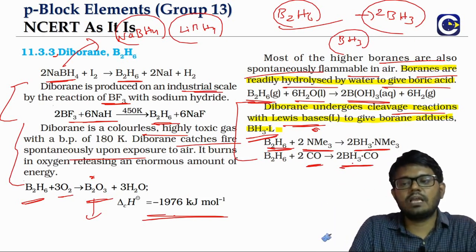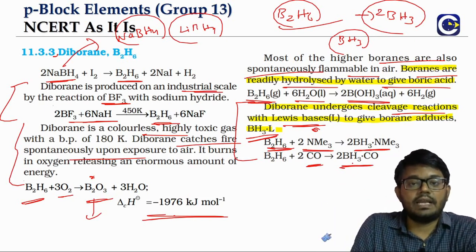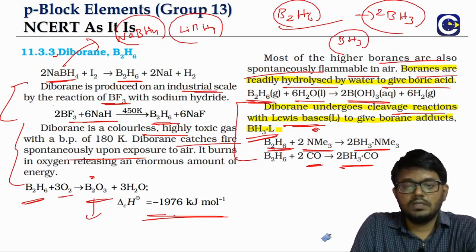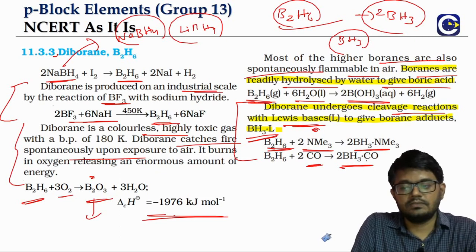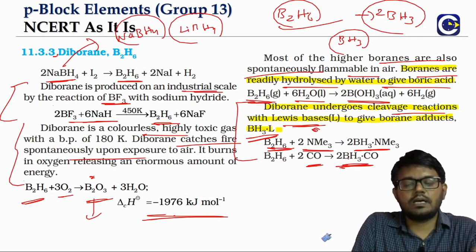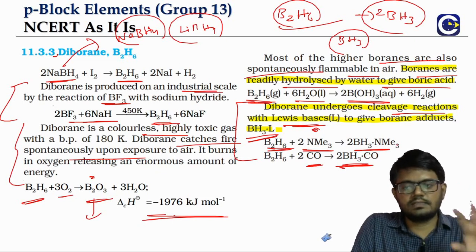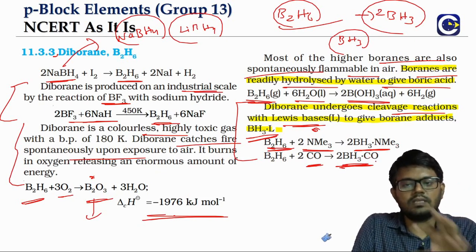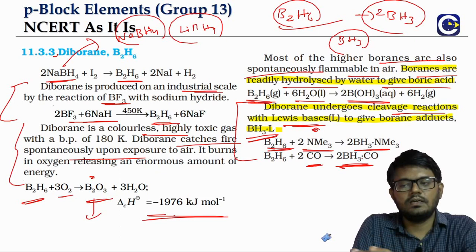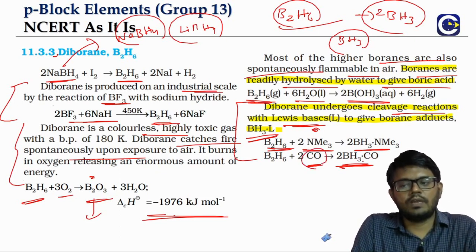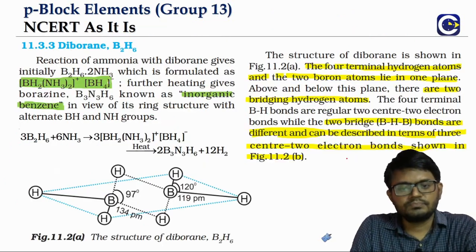So when will cleavage happen? When you have diborane reacting with a strong Lewis base. The examples are tertiary amines or carbon monoxide. In carbon monoxide, we will discuss more in coordination chemistry, but the way you can think of it simply is that the carbon monoxide is able to donate the lone pair of electrons to the boron.